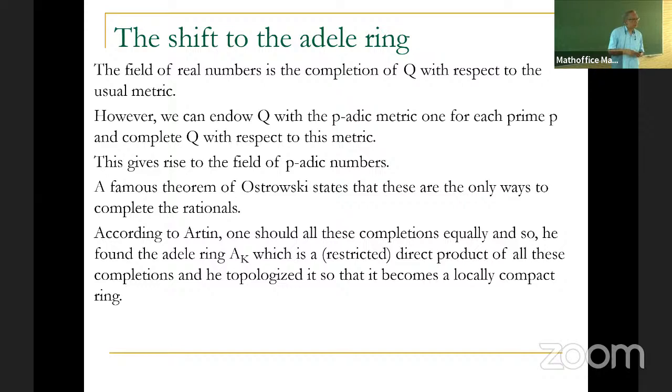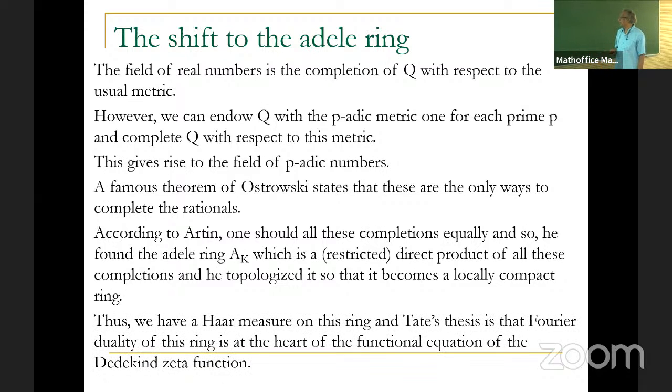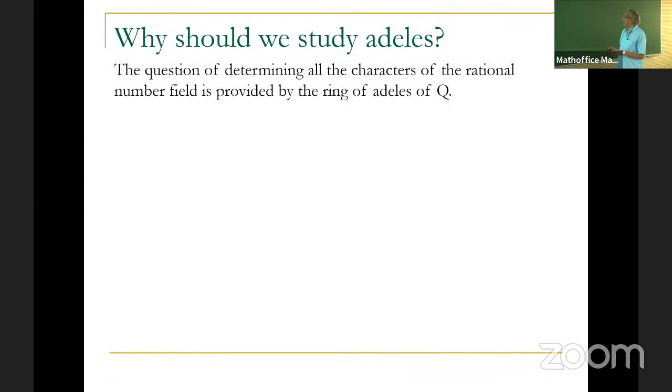Once you have a locally compact topological ring, you have a Haar measure. You can do integration. You can do Fourier analysis. And that's the setting for Tate's thesis. And that's the setting that Langlands uses for his generalization into automorphic representations. So we have a Haar measure on this ring. Tate's thesis is that Fourier duality in this ring is at the heart of the functional equation for the Dedekind zeta function. So why should we study Adeles?